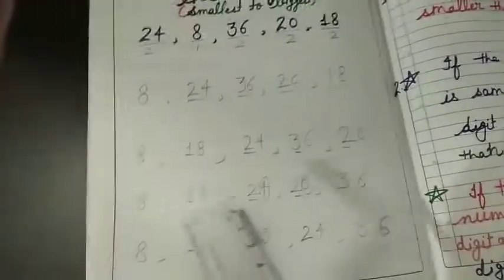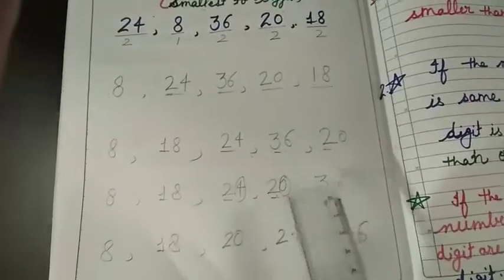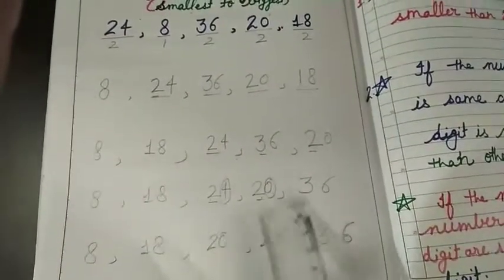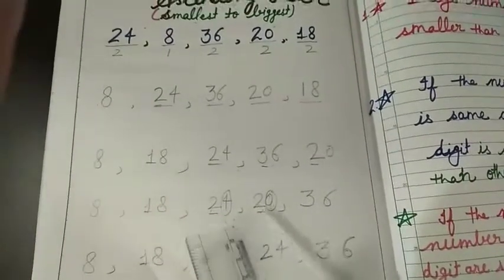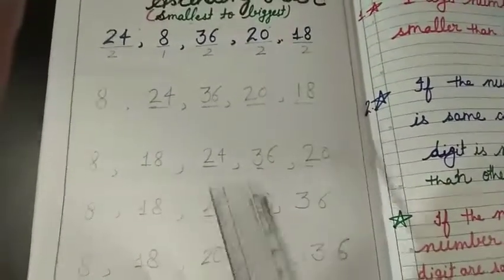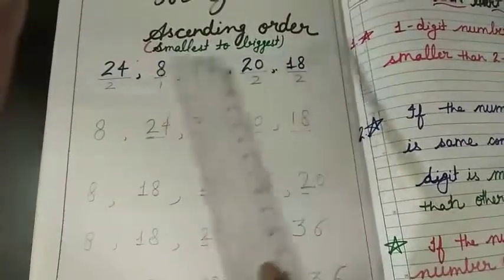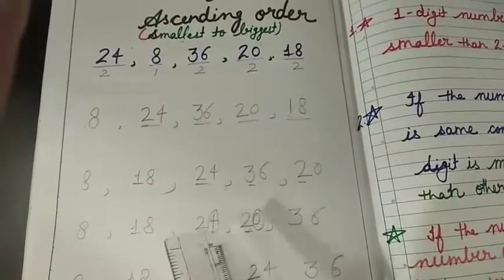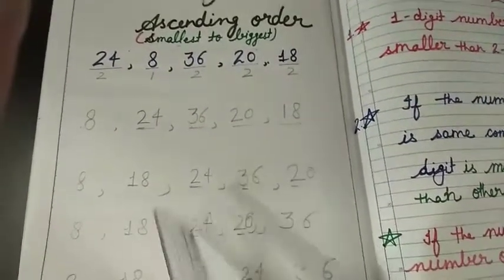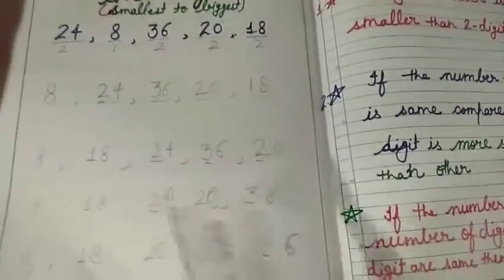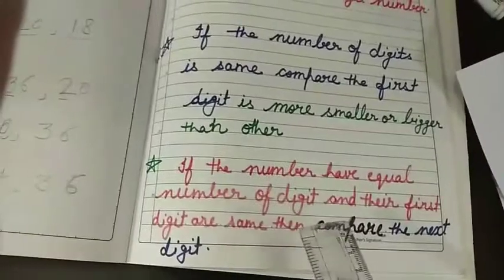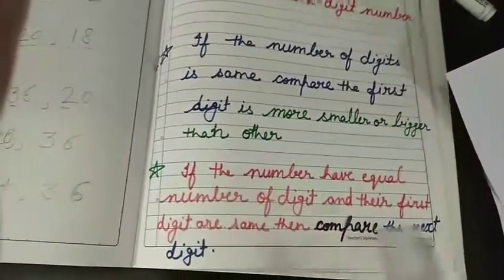Now what are we saying? We have solved here. Now what is the problem here? We have to compare 20 and 24, which is bigger and which is smaller. So we are following ascending order, meaning smallest to biggest. So 24, if the first digit is the same, 2 is the same, 2 is the same, then we have to compare the next digit.